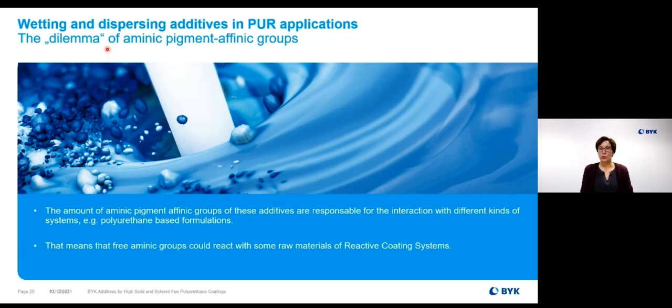We are back again to our deflocculating, wetting and dispersing additives. In a lot of cases, we do have aminic pigment affinity groups. These pigment affinity groups should normally adsorb to the surface of the pigment, but if they are free, they are also able to react with some components of our 2KPU system.